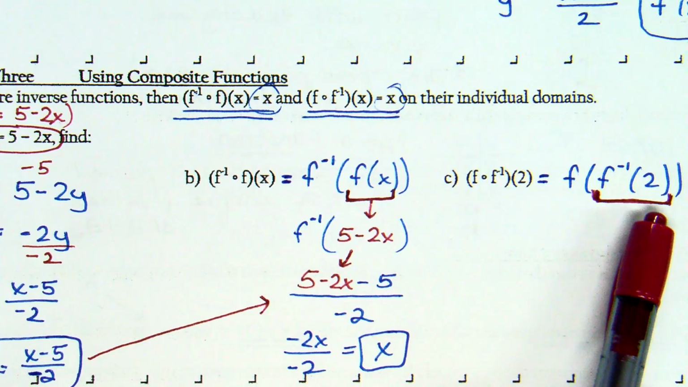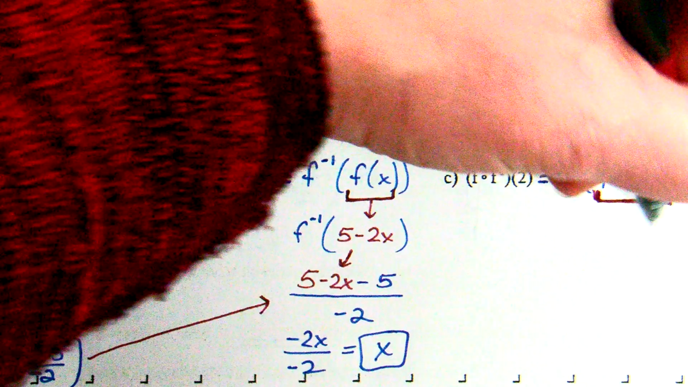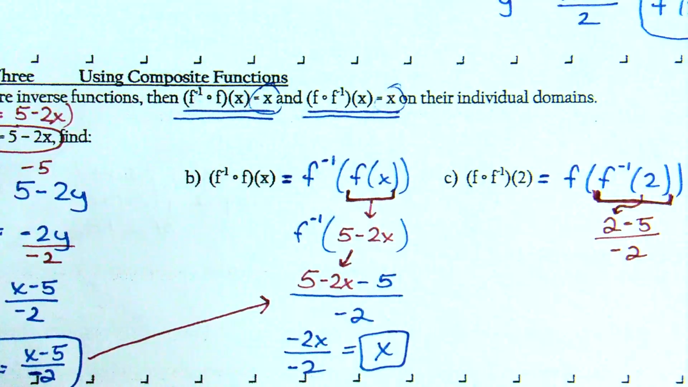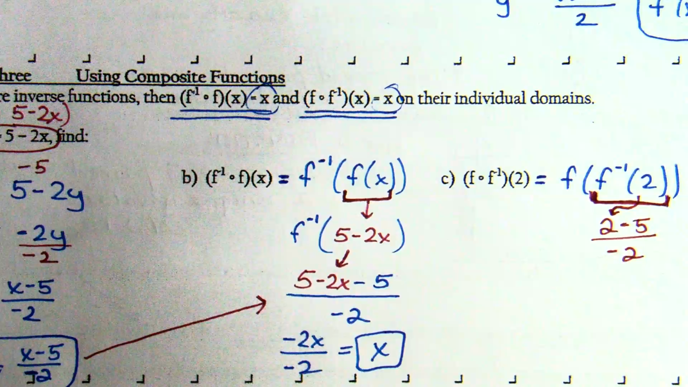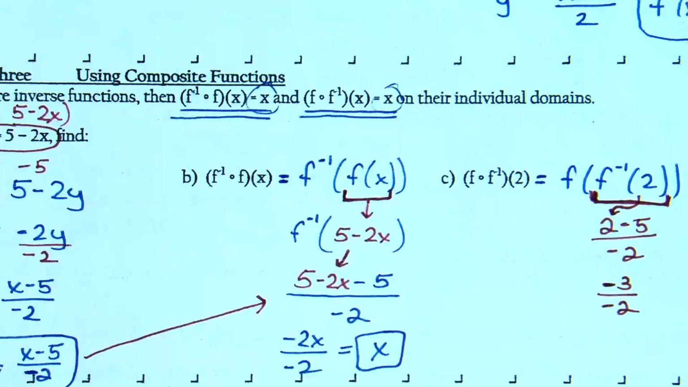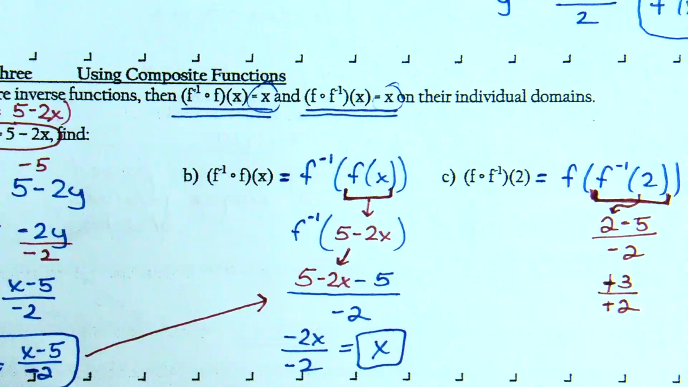What am I going to say instead? Instead of x minus 5, 2 minus 5 over negative 2. So 2 minus 5 divided by negative 2. And that's because we're taking 2 and putting it into f inverse. What is 2 minus 5? 2 minus 5 is negative 3 over negative 2. Yes? What is a negative 3 divided by a negative 2? Positive. I'm going to still say 3 over 2, but it is a positive 3/2.